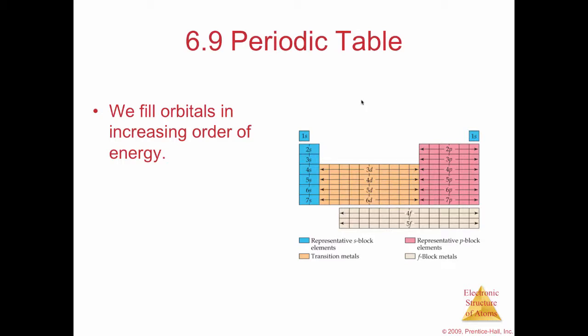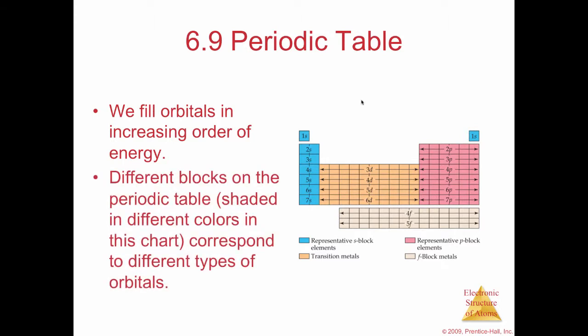6.9 Periodic Table. We fill orbitals in increasing order of energy. Different blocks on the periodic table, shaded in different colors in this chart, correspond to different types of orbitals. We can see that the s orbitals are represented in blue, the p orbitals are represented in pink, the d orbitals are represented in orange, and the f orbitals are represented in the beige color.